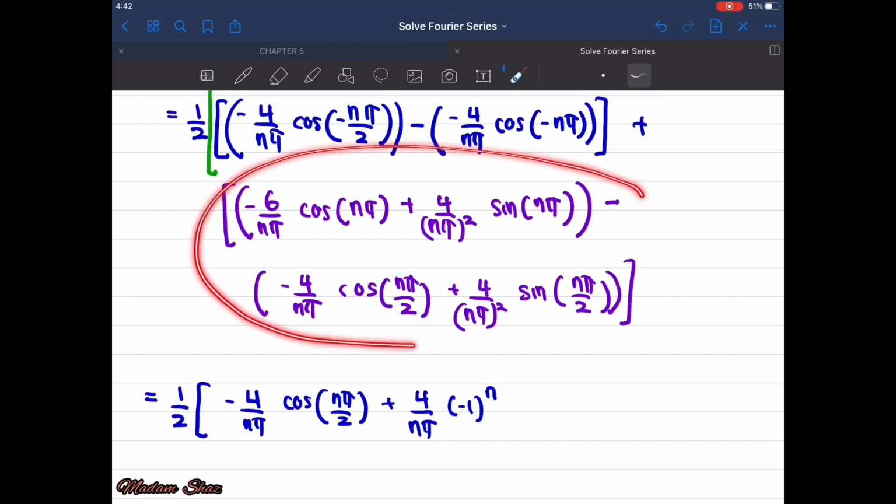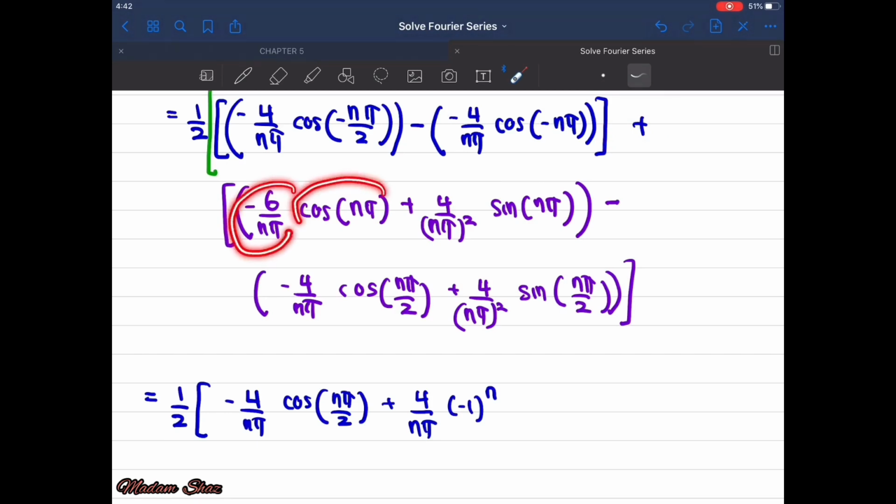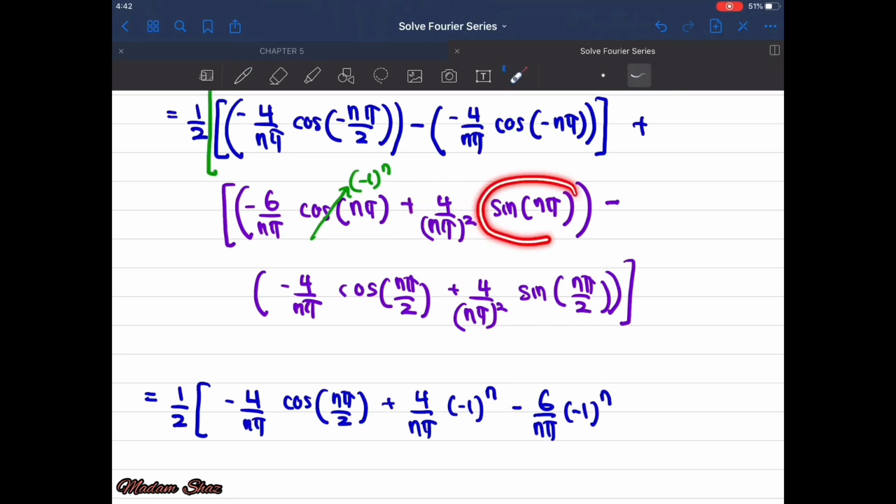So now continue for the second limit substitution, plus with negative 6 over n pi cos n pi. So this one will become negative 1 the power of n. So minus 6 over n pi negative 1 the power of n. 4 over n pi square multiply with the sine n pi. Sine n pi will become 0. So the whole thing will become 0.